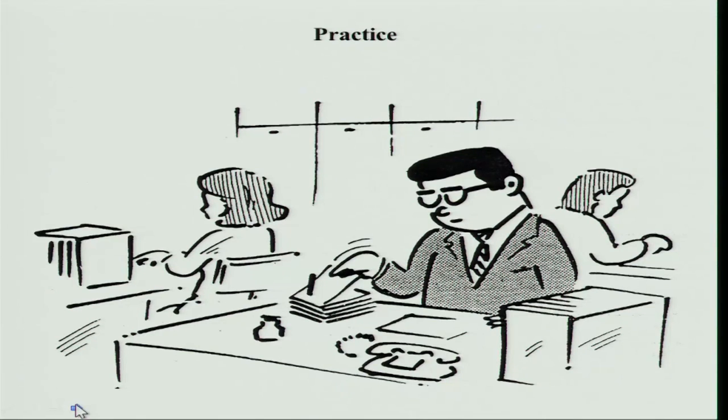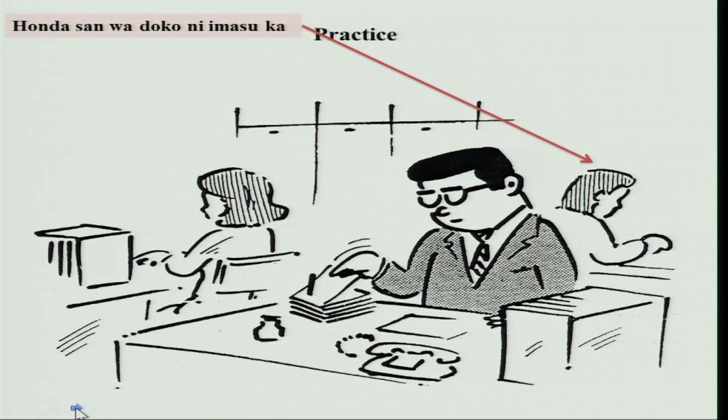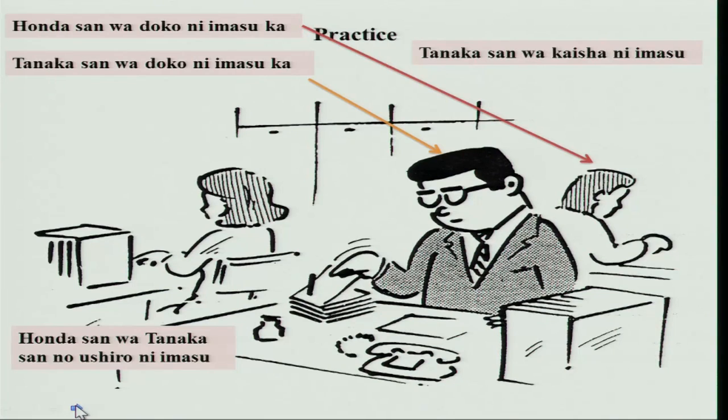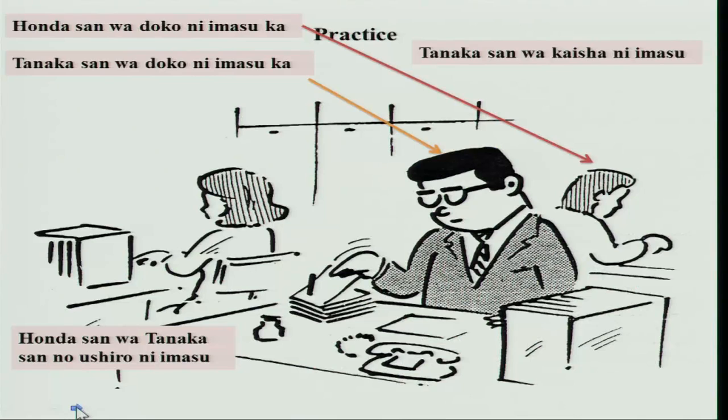Now, let us see if you can give me the answers over here. Honda-san wa doko ni imasu ka? Honda-san wa Tanaka-san no ushiro ni imasu, behind Tanaka-san. Tanaka-san wa doko ni imasu ka? Tanaka-san wa kaisha ni imasu. Tanaka-san is in the kaisha. Or heya ni imasu. Heya no naka ni imasu, inside the room.